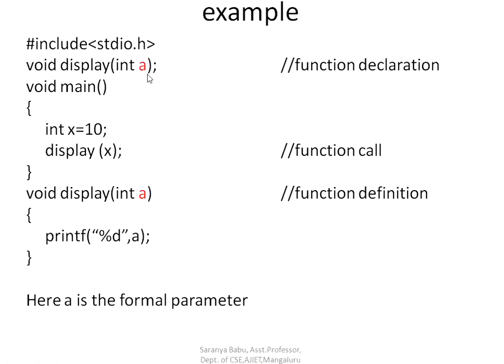Clear? So now this a is a formal parameter, the one which comes in the function declaration. It is called a formal parameter. I have just given a dummy variable here. Okay, so it is called a formal parameter.